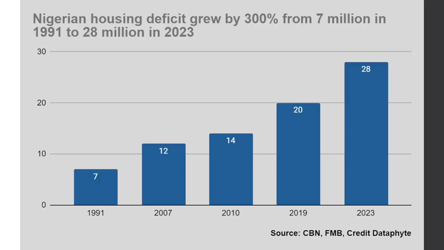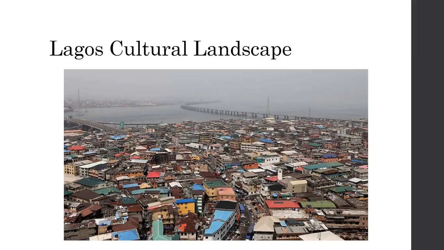So this is the housing deficit right now in Nigeria. Nigeria's population, especially in the urban areas, is increasing exponentially, and their housing deficit just keeps on growing. It's crazy. So this is the cultural landscape of Lagos, the capital of Nigeria, in case you didn't know that. Look how dense it is, and look how, for one, there's multi-story housing. It's all close together. So there's definitely demand for a lot of new housing here.